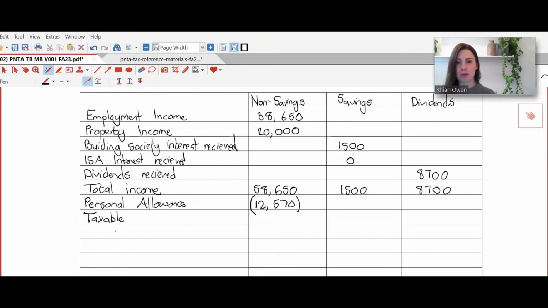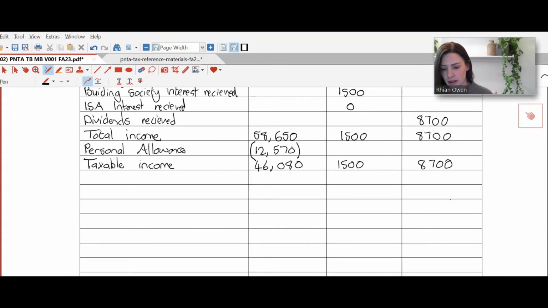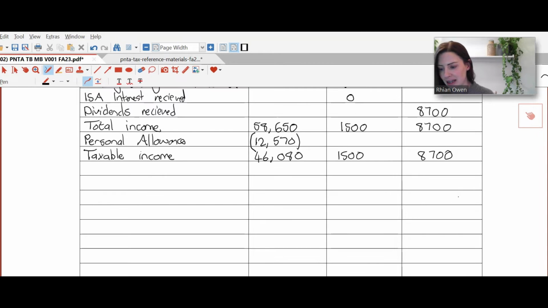And that gives us taxable income. So taxable income is always after the personal allowance has been deducted. So £58,650 less the £12,570 gives £46,080. And then I've got savings and the dividends. Okay, so the basic rate band.